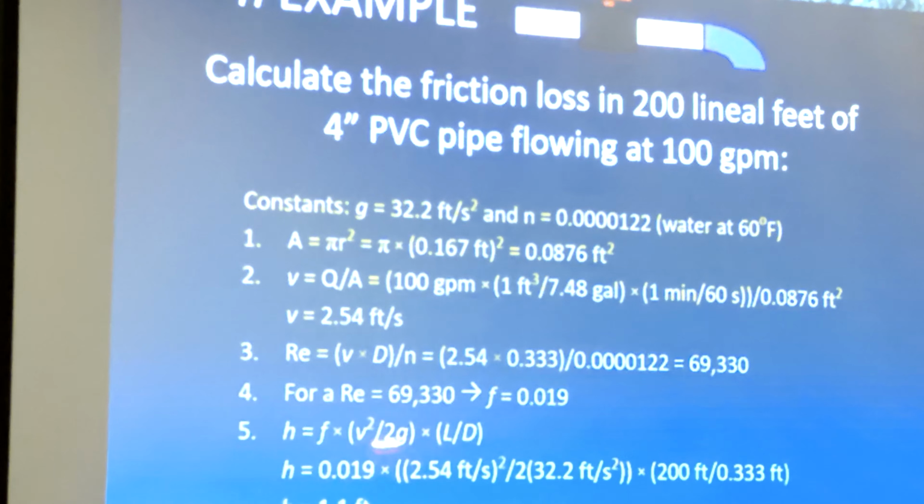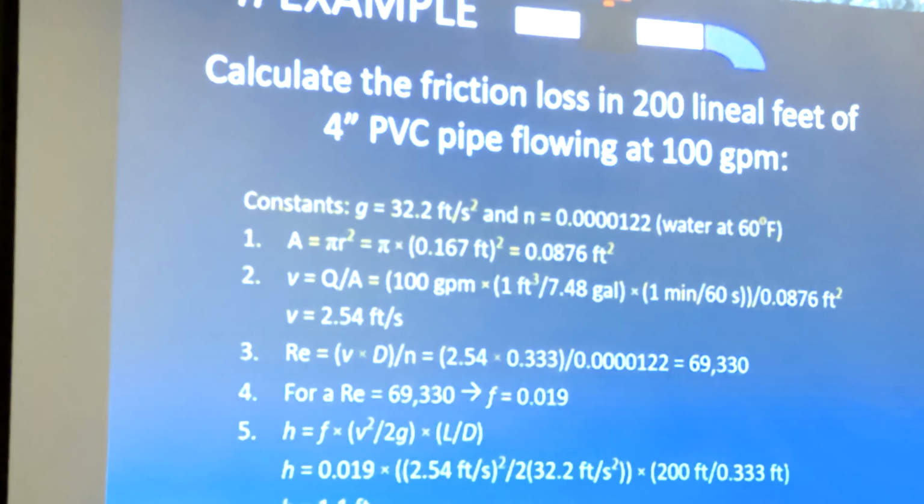And then I use the head loss equation, Darcy-Weisbach. Friction factor, 0.019, velocity, 2.5, 2 times the gravitational acceleration constant, times the length of the pipe, 200 feet, divided by the diameter, 0.33. And that says you need 1.1 feet of energy to make that water flow in a 4-inch pipe for 200 feet. So if you had all that water in a pipe and it was flat, not much is going to happen. But if you raise one side 1.1 feet, then you get the 100 gallons a minute going through it.